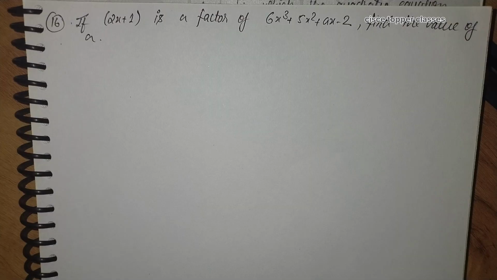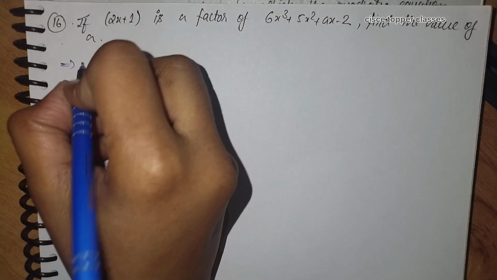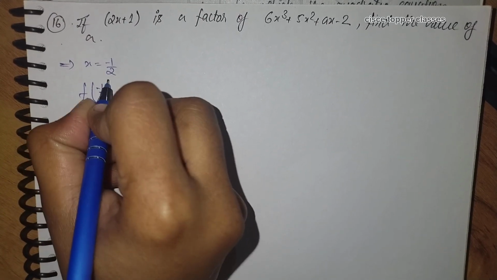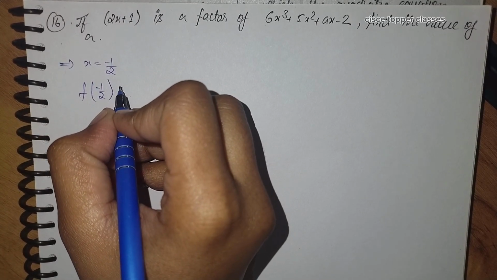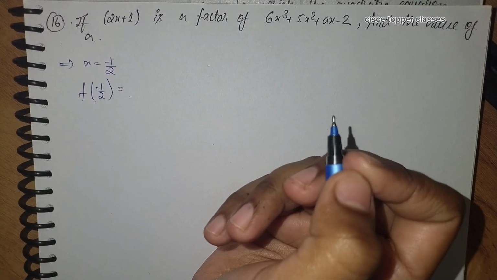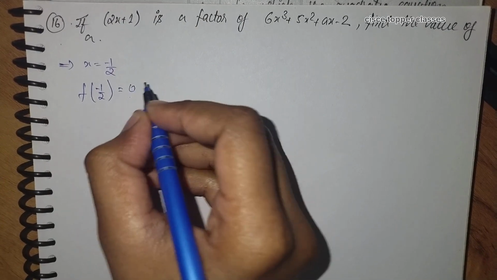Now let us solve question number 16. If 2x plus 1 is a factor of this equation, then we have to find the value of a. If we write the factor, x is equal to minus 1 by 2, so if we put f of minus 1 by 2 here, it should be 0 if it is a factor.